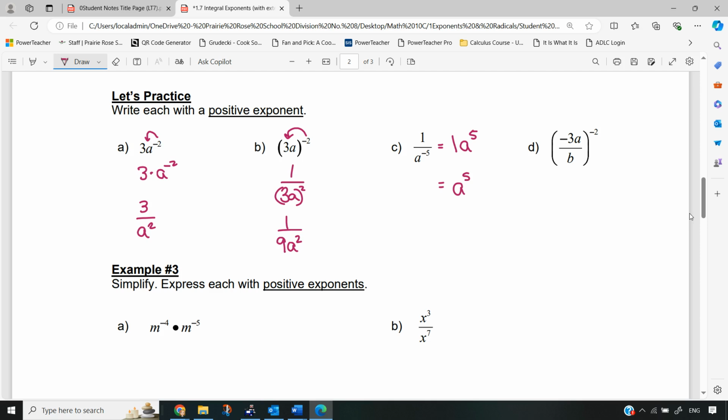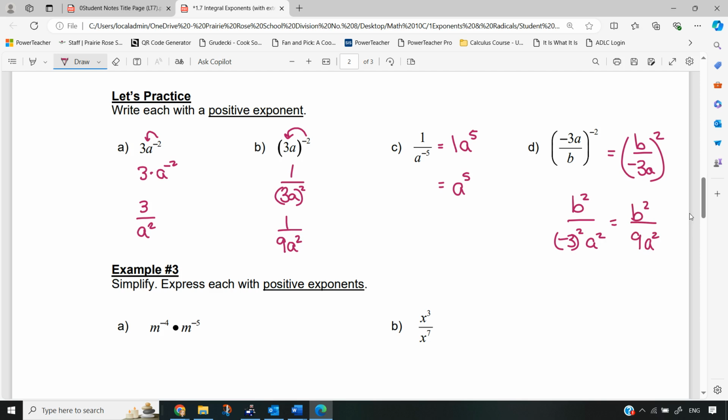Now for d, I have negative 3a over b to the exponent negative 2. I can distribute that negative 2 first, or I can just flip my fraction, so I will have b over negative 3a to the exponent 2. Notice I didn't change the signs of anything in the brackets. By flipping it, I'm just changing the sign of my exponent. Now I can distribute, so I would have b squared all over negative 3 in brackets squared and a squared. Simplifying that would give me b squared all over 9a squared, because negative 3 in brackets squared is a positive 9.